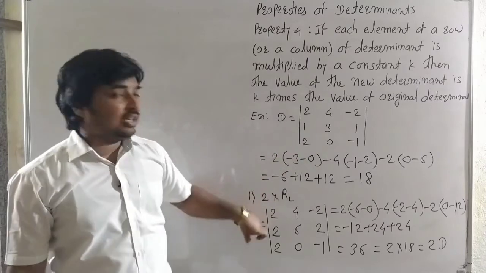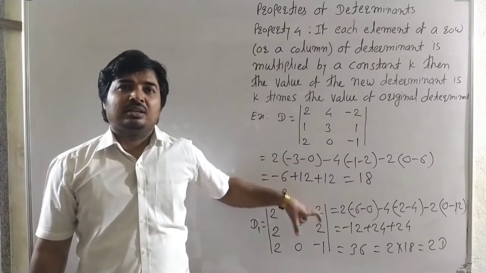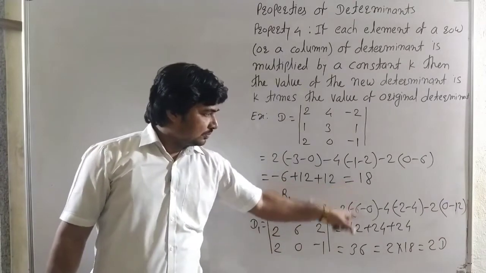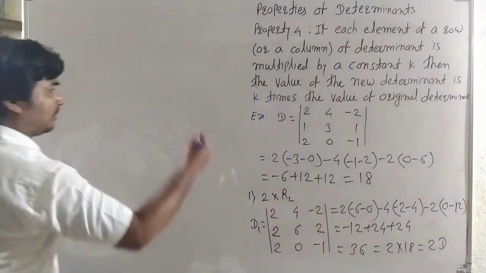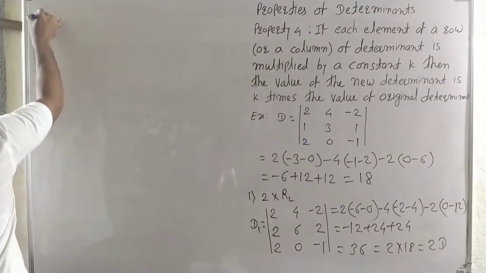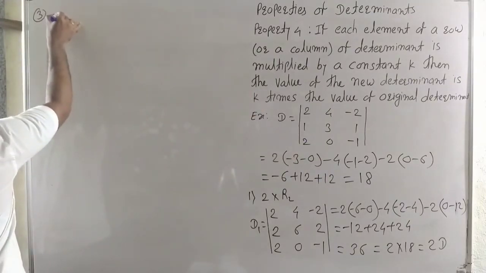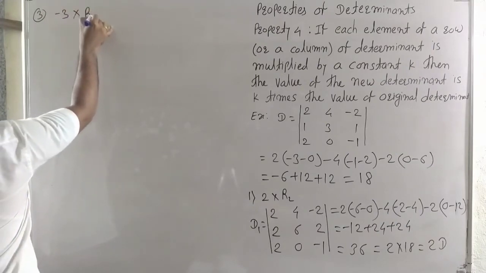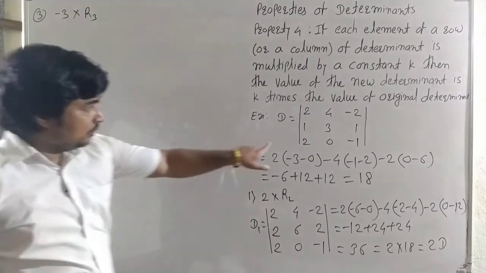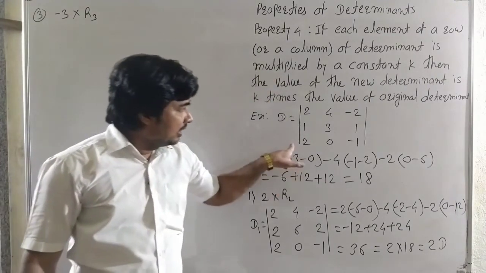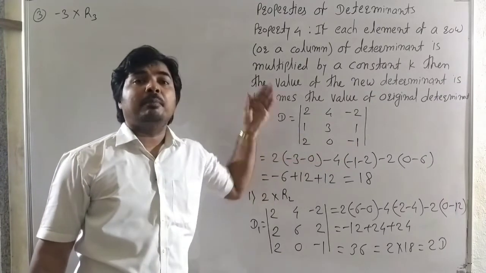We multiply the second row by 2. Then the value of the obtained determinant is 2 times the original. Okay. Now we multiply the third row, here the second example, by minus 3. See carefully, minus 3 into R3. We can multiply the third row of the original determinant by minus 3.